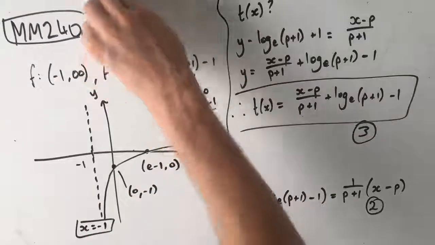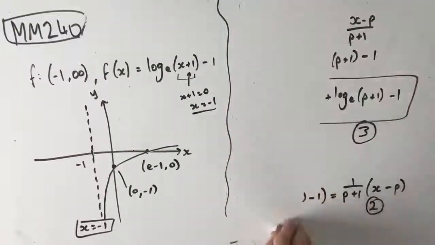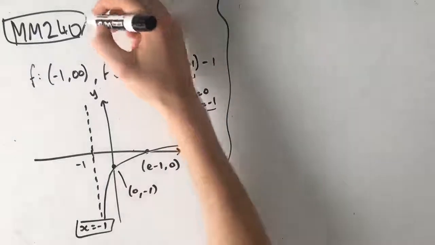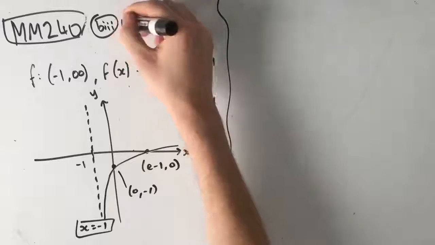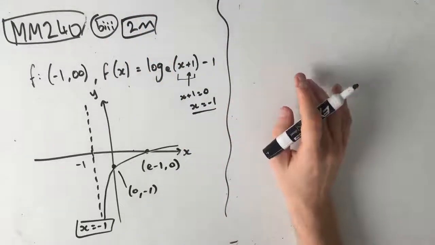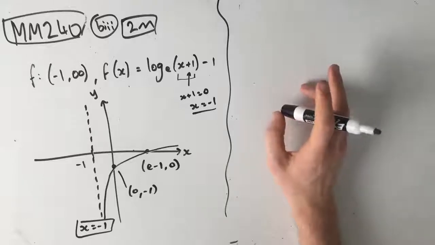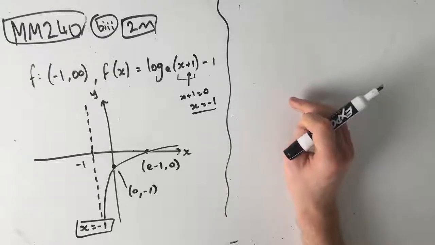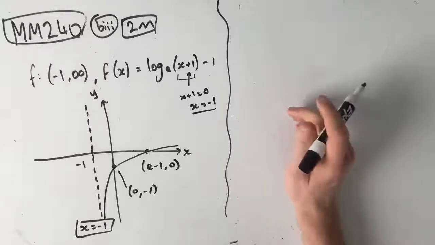Part BIII is a little bit of a tricky one. It's kind of a weird concept. And it is 2 marks. And it says, find the range of values of p for which t of x equals 0, where x is greater than or equal to 0, correct to 2 decimal places. All right, awesome. So this is kind of hard to explain, but I'll do my best.